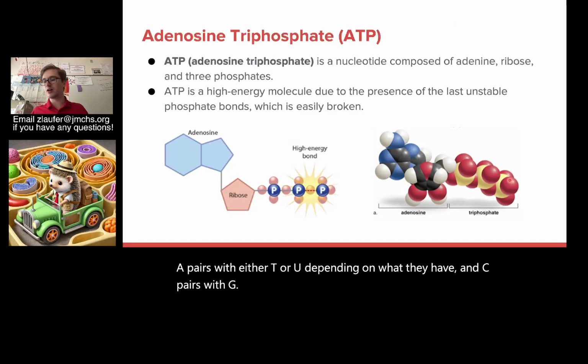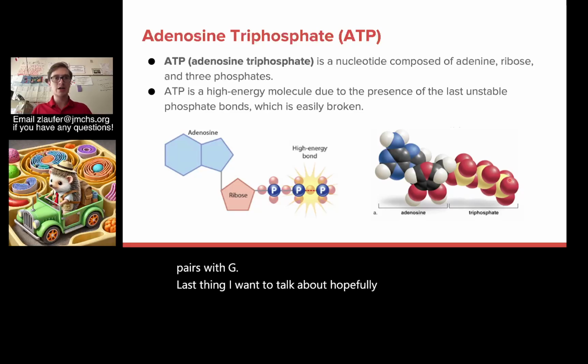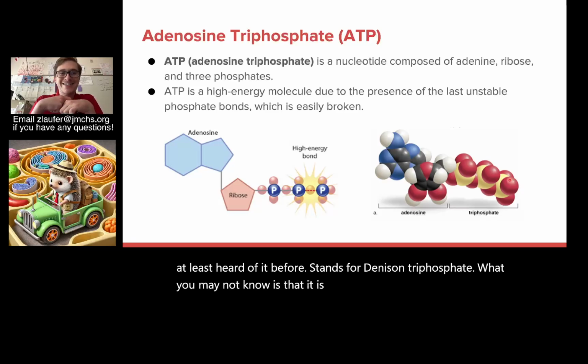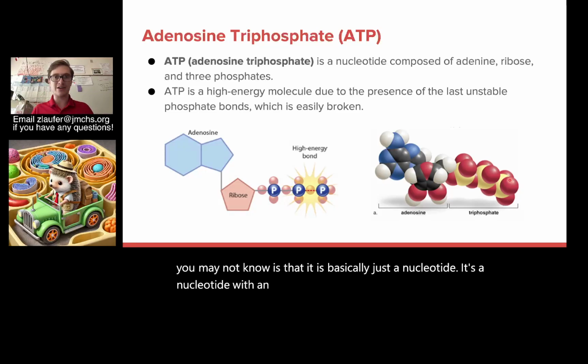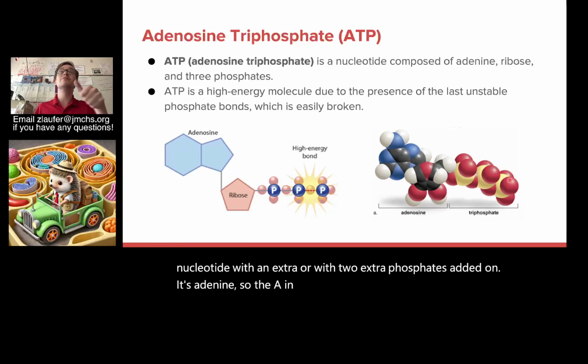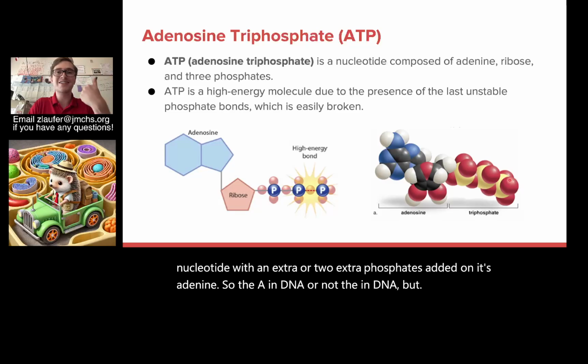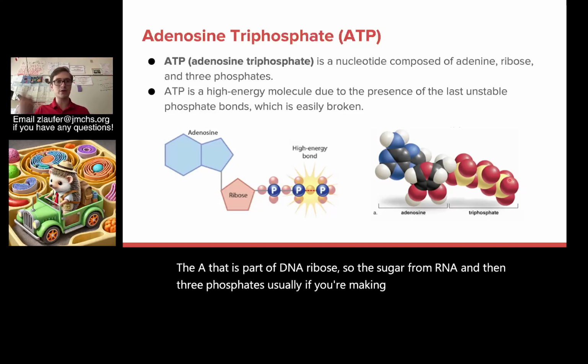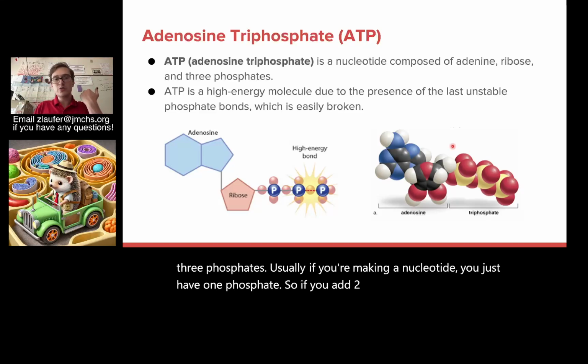Last thing I want to talk about, hopefully you know what ATP is, or at least heard of it before. It stands for adenosine triphosphate. What you may not know is that it is basically just a nucleotide. It's a nucleotide with two extra phosphates added on. It's adenine, the A that is part of DNA, ribose, the sugar from RNA, and then 3 phosphates. Usually, if you're making a nucleotide, you just have 1 phosphate. So if you add 2 more, you get ATP, which is a very high energy molecule.